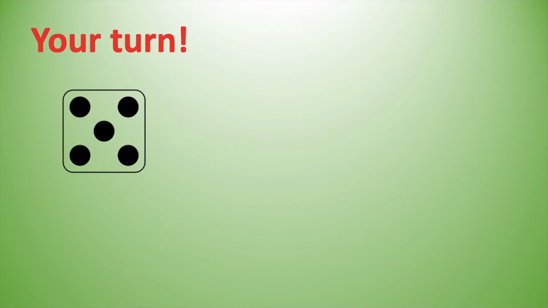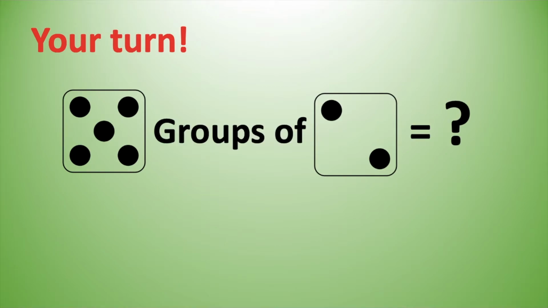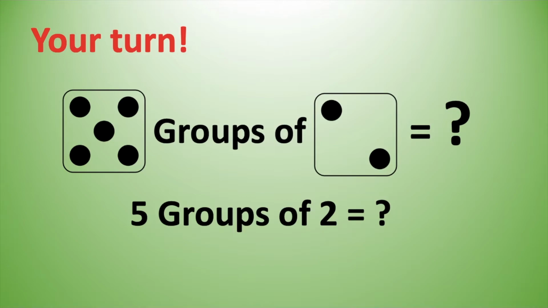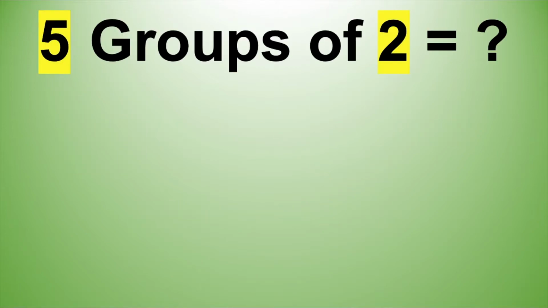Your turn. Okay, I'm going to roll the dice and I got 5 and I got 2. I'm going to use those numbers to put into a number sentence. 5 groups of 2 equals, now I could write it like this, 5 groups of 2. Or I could write it like this, because you know that the X symbol or the times symbol means groups of. 5 groups of 2.